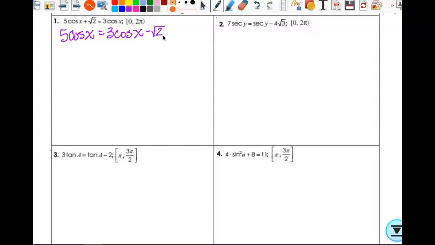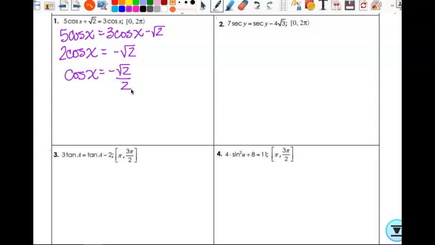All right, so now I want to move the 3 cosine x. So when I subtract that from both sides, that's going to leave me with 2 cosine x equals negative square root of 2. Still trying to get cosine x by itself. It's being multiplied by 2, so I'm going to divide both sides by 2. So cosine of x is equal to negative square root of 2 over 2.